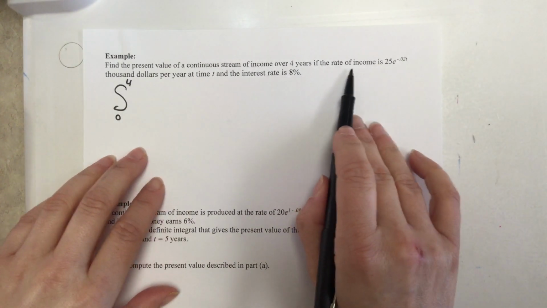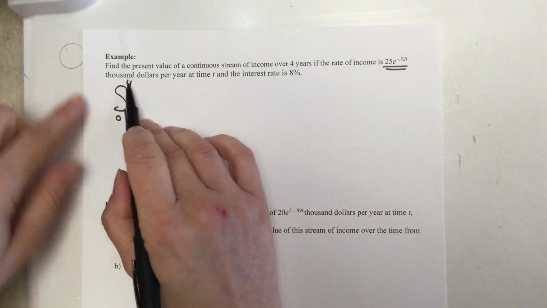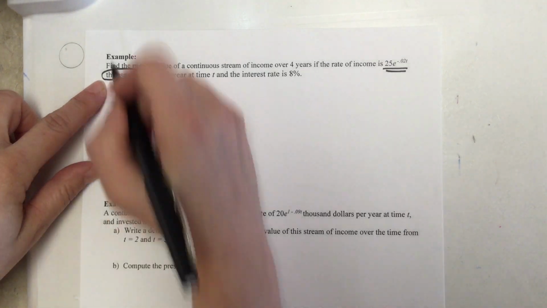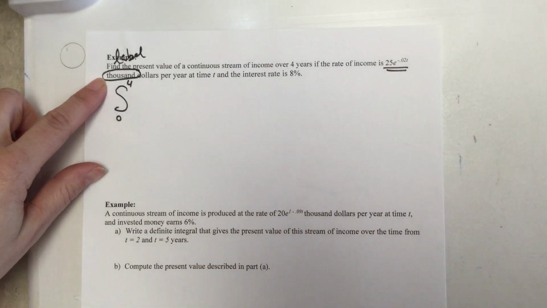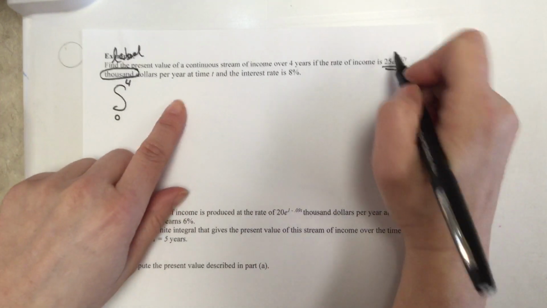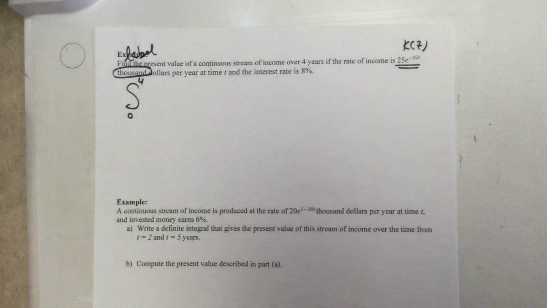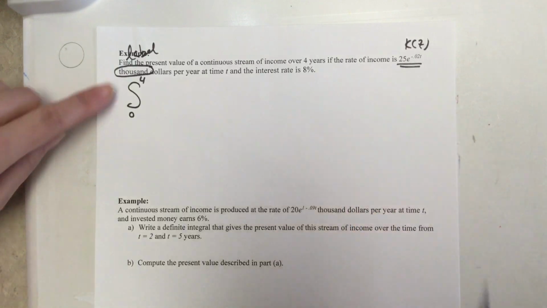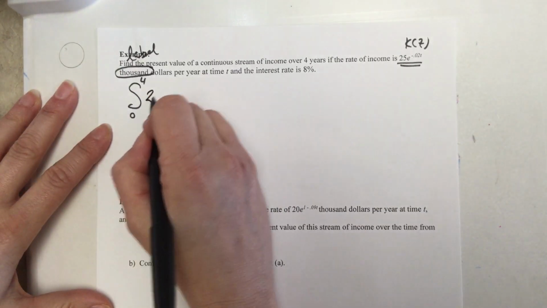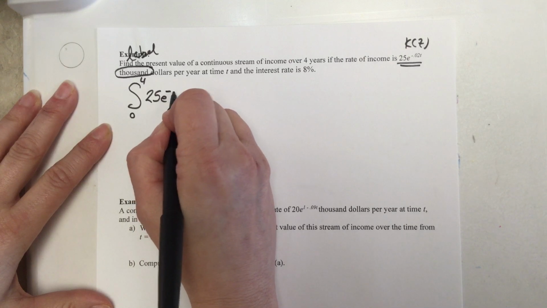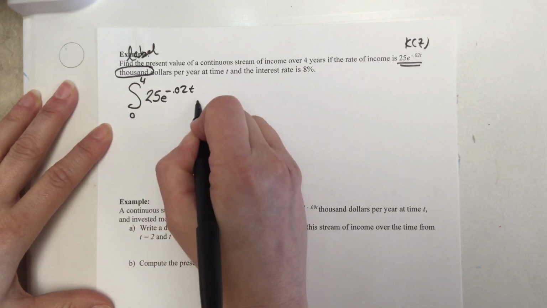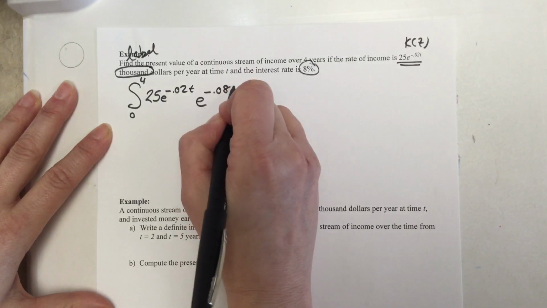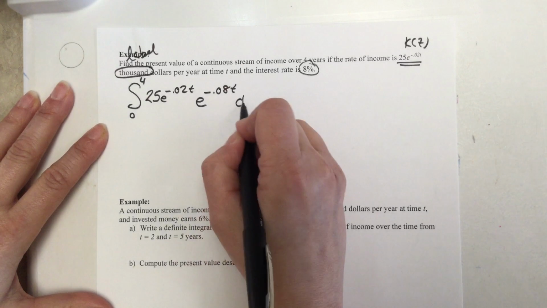Okay. The rate of income, this is the rate, and it's $1,000 per year. So we have to make sure that at the end, we do label that it's going to be in thousands. But again, this is per year. So that means this is my K of T. Every single year, this is how much is being invested. But again, it's in thousands. So K of T is 25 e to the negative 0.02t. Then it's times e to the negative rate. 8% is 0.08. Your variable is t, dt.